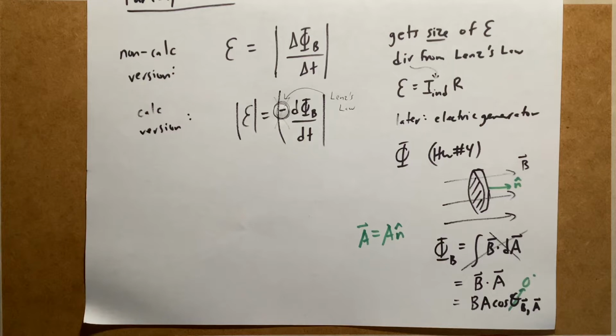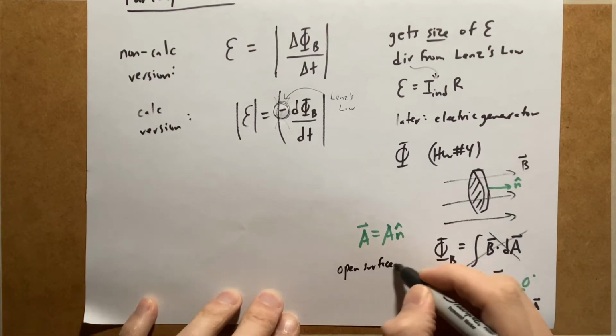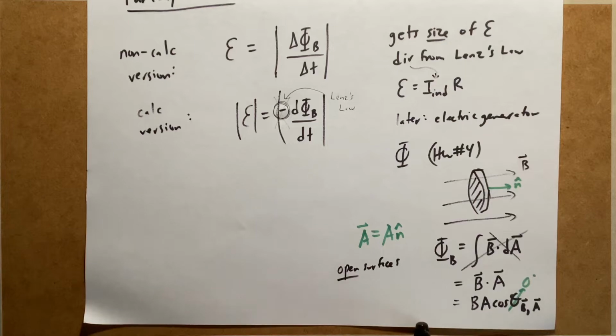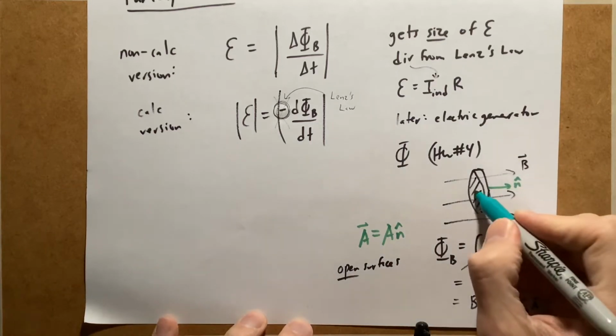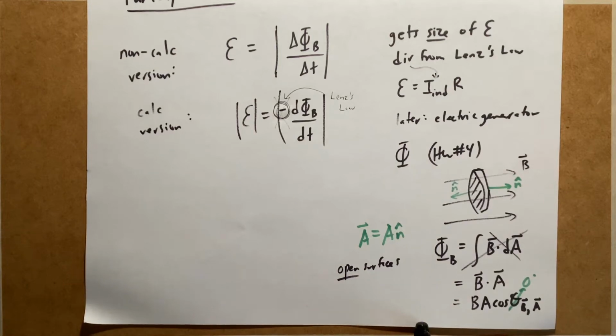Now, just as a reminder, when you're working with open surfaces, there will be an ambiguity in the normal. You could choose it this way as well. Sorry, that's almost the same color, so I should probably make that color different.